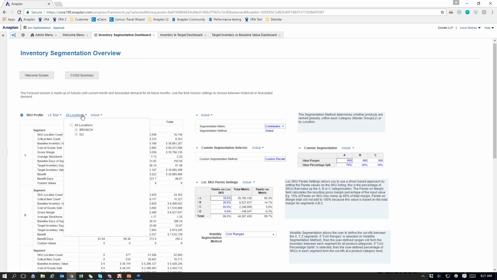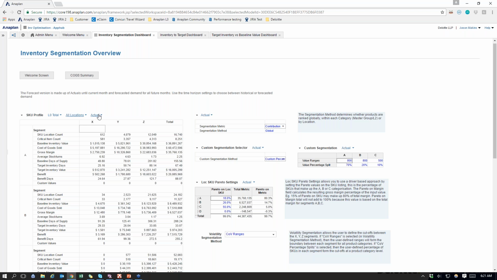The second one is another hierarchy, which is locations. In this case, some of the key drivers and way of managing the business was looking at branches compared to DCs, and we've got all of those loaded in here. You might treat DCs or branches differently. And then finally, some versions.